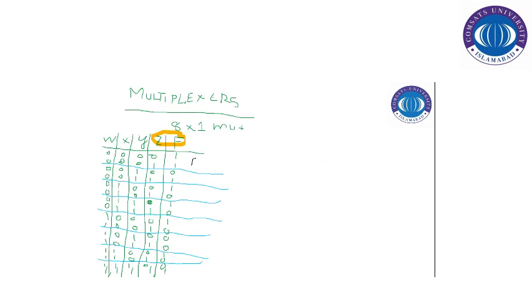Here for the first pair F equals 1, for the second pair F equals Z, for the third pair F equals Z prime, for the fourth pair F is also equal to Z prime, for the fifth pair F is also equal to Z prime, for the sixth pair F equals 0, for the seventh pair F equals Z prime, and for the eighth pair F equals Z.